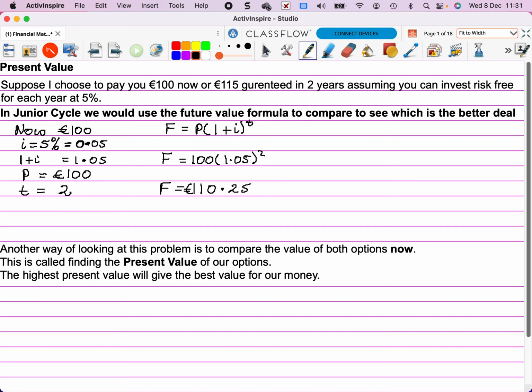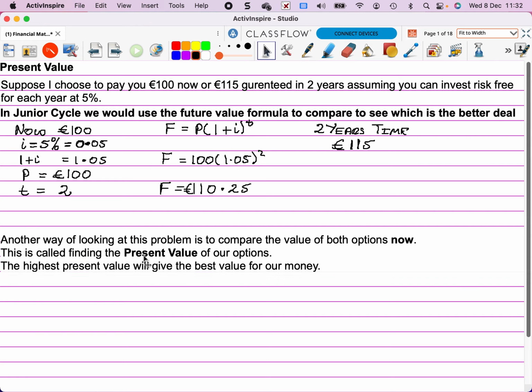So let's look at the other offer. I had the choice of collecting the €100 now, or in 2 years' time receiving €115. So which is the better offer? And of course, using this analysis, the better offer would have been to take the €115 in 2 years' time.